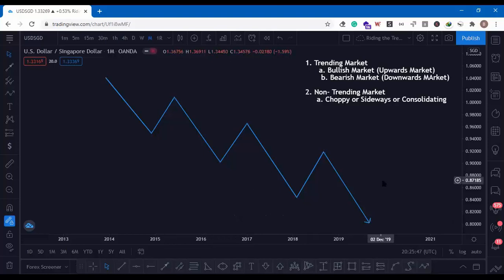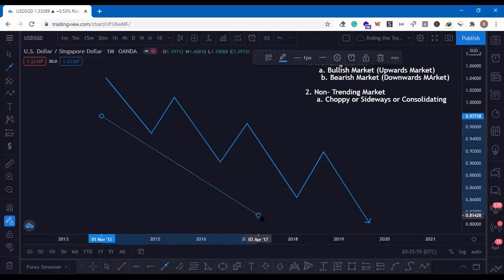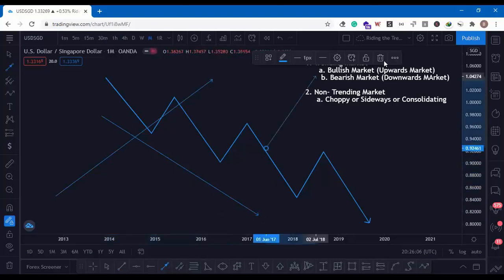So this is a trending market. There's a direction to it. That's why we call it trending. So in this one you can know that the direction is going downwards. On the other side, you also know that it's going upwards because it has a direction.